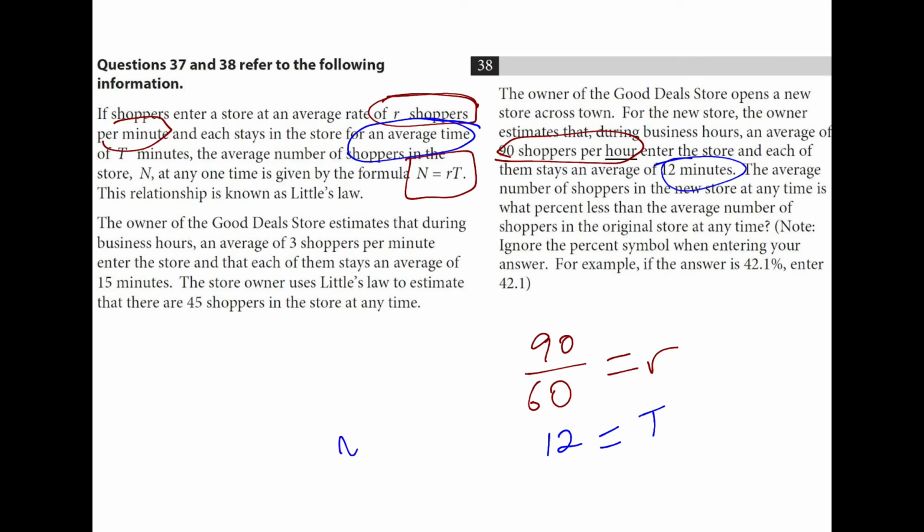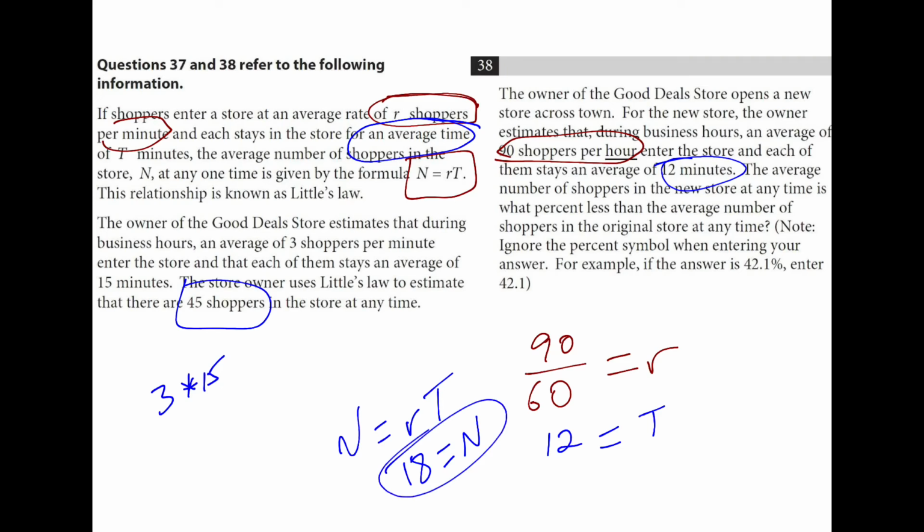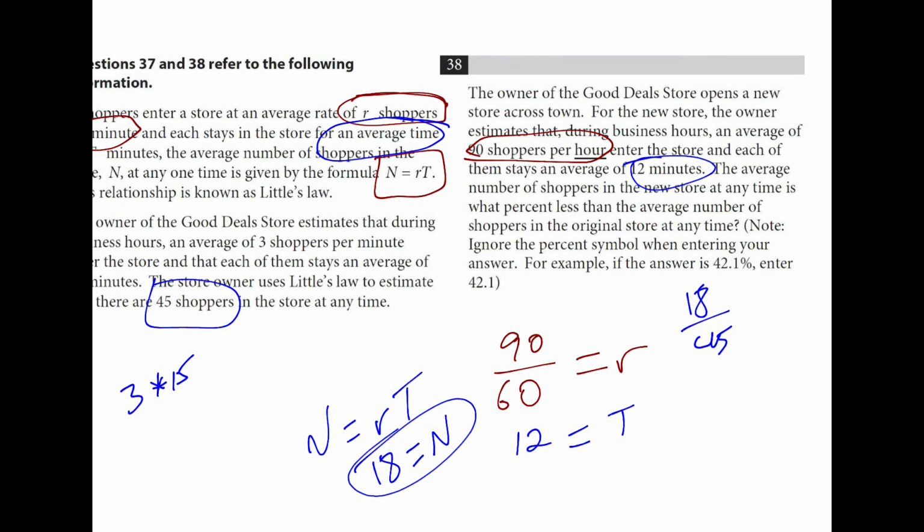And if I take N is equal to RT, I plug these two in and I get 18 for N. Of course, the original store had 45 shoppers at any time, and now we have 18. 18 out of 45, we only have 40% of what we used to, so that's a reduction of 60%. Which is your answer.